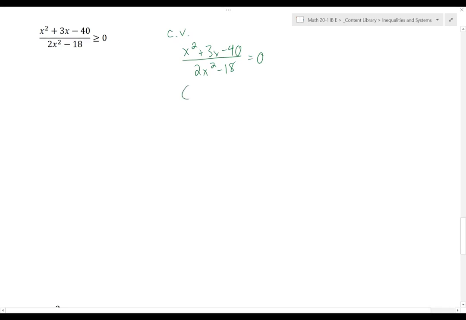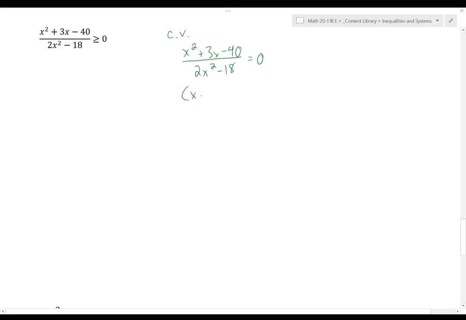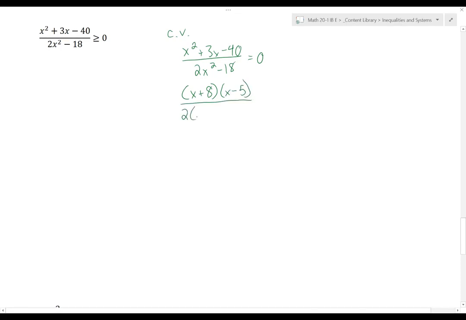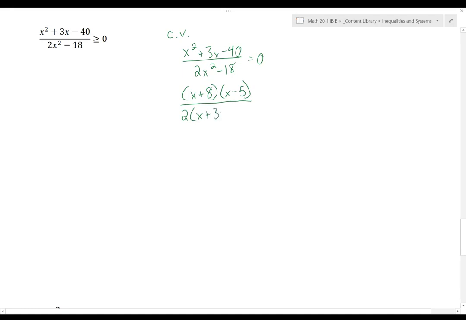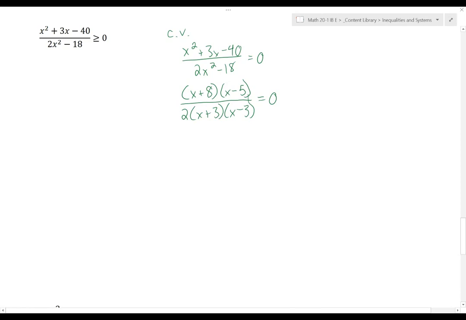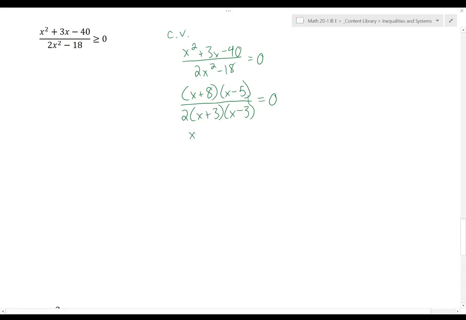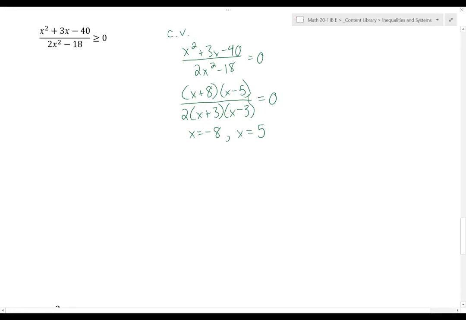So I've got the factors in the numerator, x plus 8, x minus 5, and the factors in the denominator, 2 times x plus 3 times x minus 3, equaling 0. Now this is equal to 0. A fraction is equal to 0 if the numerator is equal to 0. So I've got x equals -8 or x equals 5. These are going to be included in my solution because I have greater than or equal to 0.